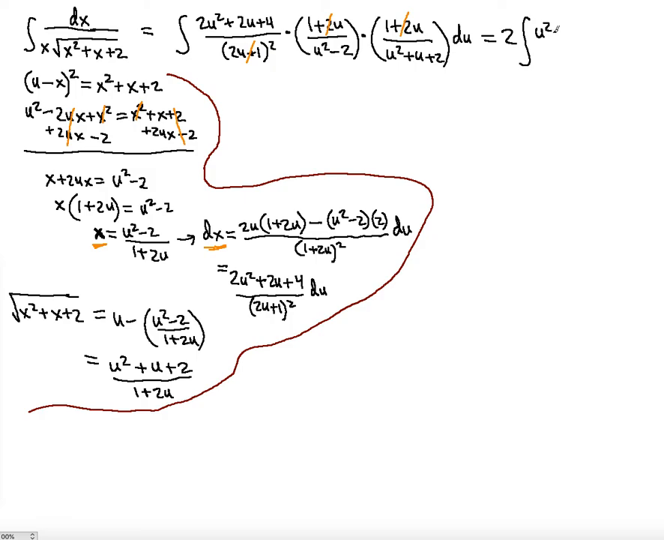So let's factor out the 2 for this polynomial, u squared plus u plus 2, factoring out the 2 in each term, over u squared plus u plus 2, times 1 over u squared minus 2, du. I went one step at a time, but now you can factor this out too. So this is a beautiful result: 2 times the integral of 1 over u squared minus 2 du.